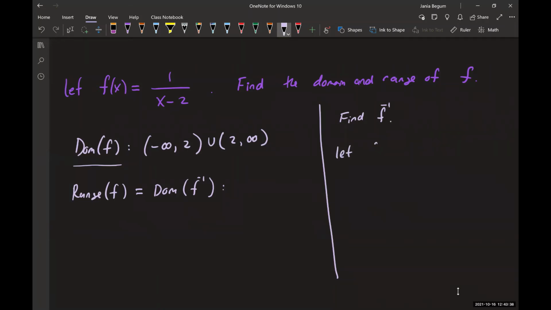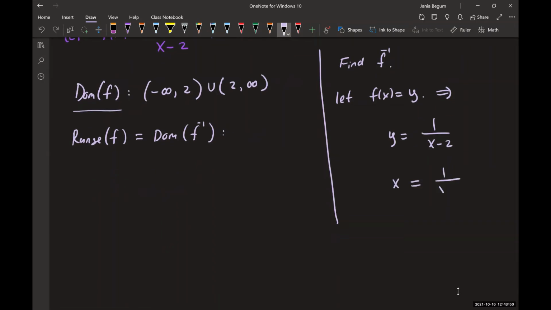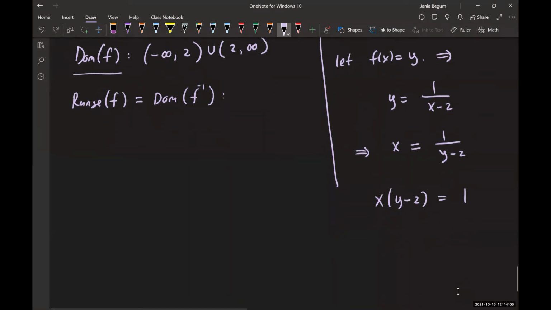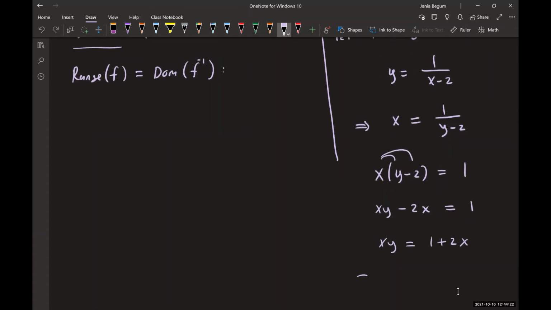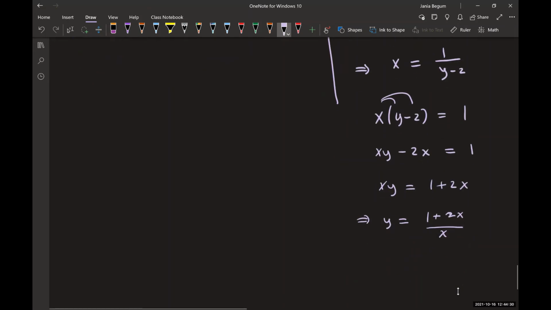I'm going to let f of x be equal to y. So that means we have y is equal to 1 over x minus 2. And then we switch them. So now x is equal to 1 over y minus 2. Then I multiply both sides by y minus 2 and try to isolate y. So we have x times (y minus 2) is equal to 1. Here we distribute x. We have xy minus 2x is equal to 1. I'm solving for y, so I add 2x to both sides. xy is equal to 1 plus 2x. Finally, I divide both sides by x. So we have y is equal to (1 plus 2x) over x. And thus our inverse function is (1 plus 2x) over x.